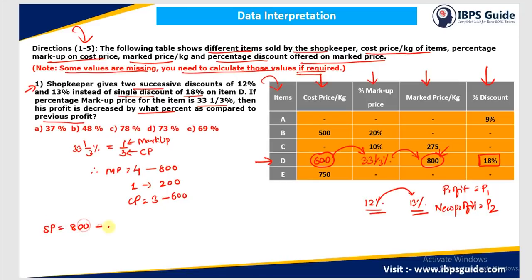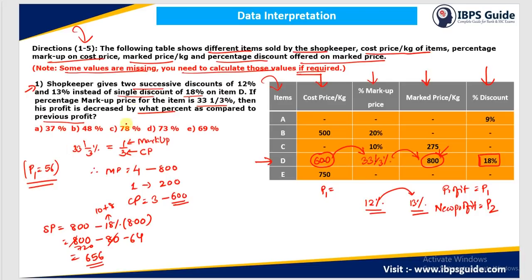800 markup minus discount. Discount is 18% of 800, right? So this is 800 minus, I will write this 18% as 10 plus 8%. 10% will be 80, and 8% will be 1% is 8, so 8% will be 64. So if I subtract these two, this will become 720. 720 minus 64 will be 656. So CP is 600, our SP is 656, so I can see that P1 is equal to 56. So initial profit I have already calculated.